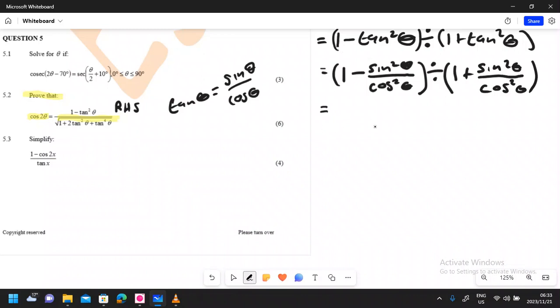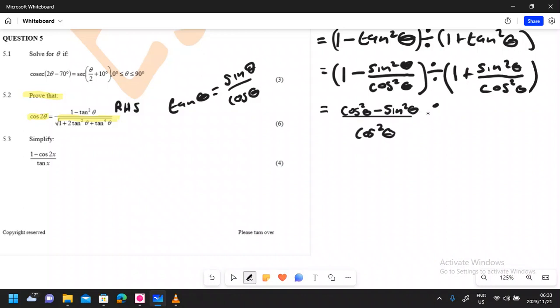Okay, so on this one here, we need to find the common denominator. It's going to be cos squared theta. 1 divided by 1 into cos squared theta is going to be cos squared theta multiplied by 1. So we're going to have cos squared theta minus, and then cos squared theta into cos squared theta is 1 multiplied by sine squared theta. So this is going to be sine squared theta. That is what we have.